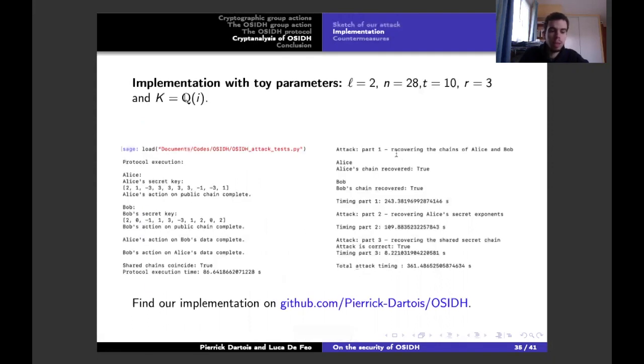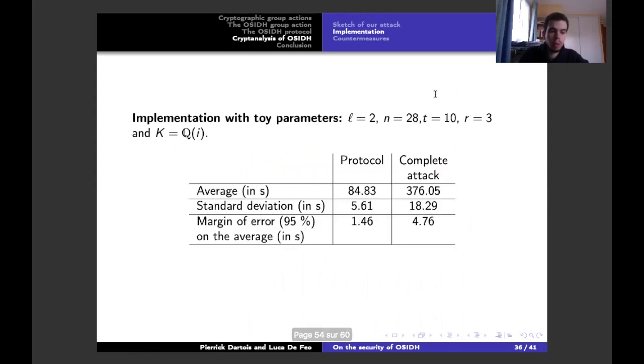Nevertheless, we implemented the protocol and the attack with toy parameters. With those parameters, we found that the attack runs in reasonable time compared to the protocol execution. As we explained, the bottom line is, if we make the protocol practical, then the attack becomes practical as well, because the bottleneck is not the exponential lattice reduction, but the polynomial time operations.